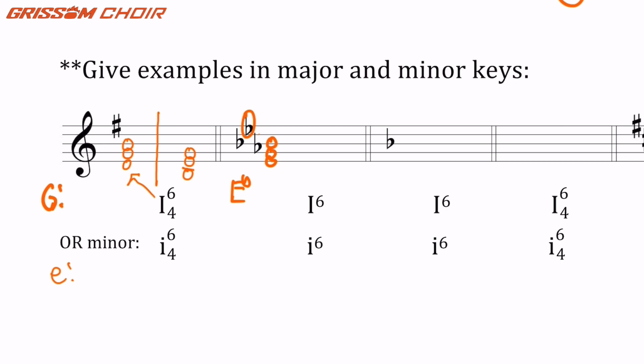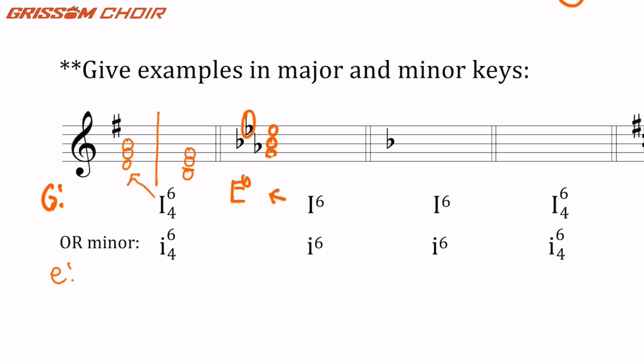We're looking for the first inversion. First inversion meaning the G is on the bottom, so I'm just going to erase that bottom note and then write that E up top. That would be the I6 of E flat major.